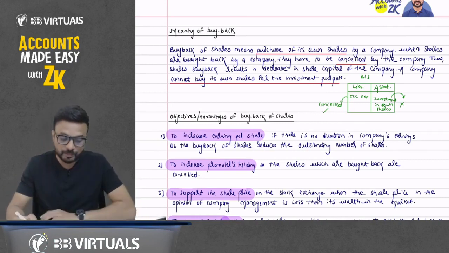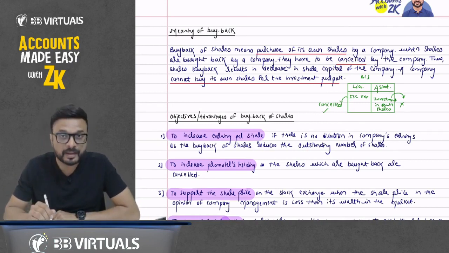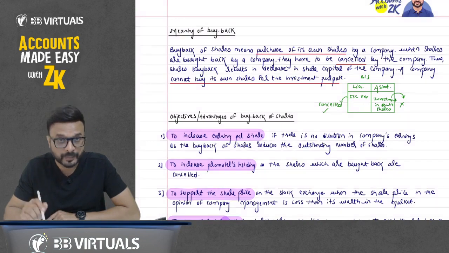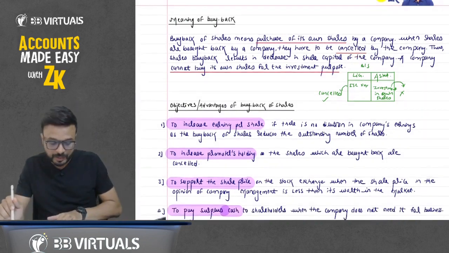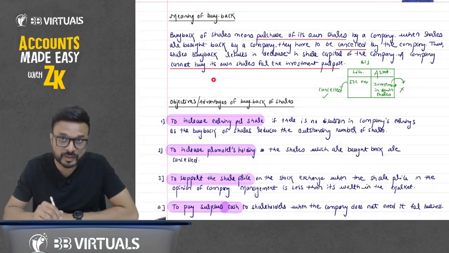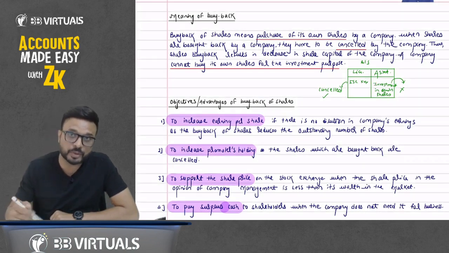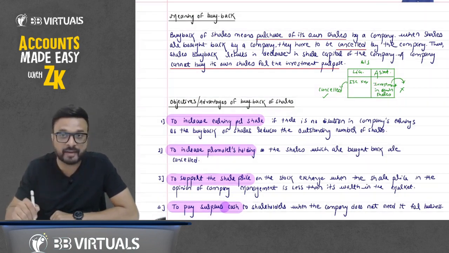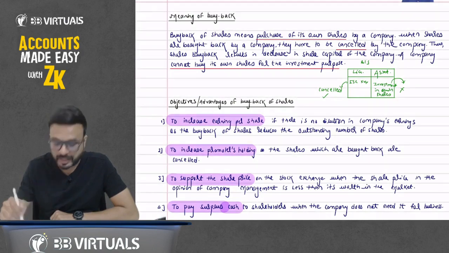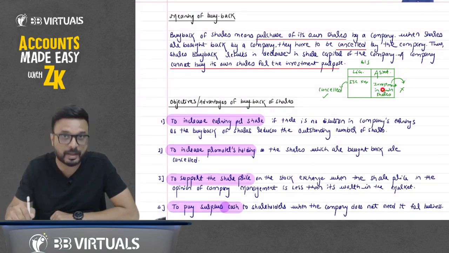So, what do you mean by buyback? Buyback means purchase of its own equity shares by a company, and then they cancel those equity shares. They cannot hold those equity shares as an investment. It means that when the company repurchases its own shares, they have to cancel them. They cannot show it as an investment on the asset side of the balance sheet.